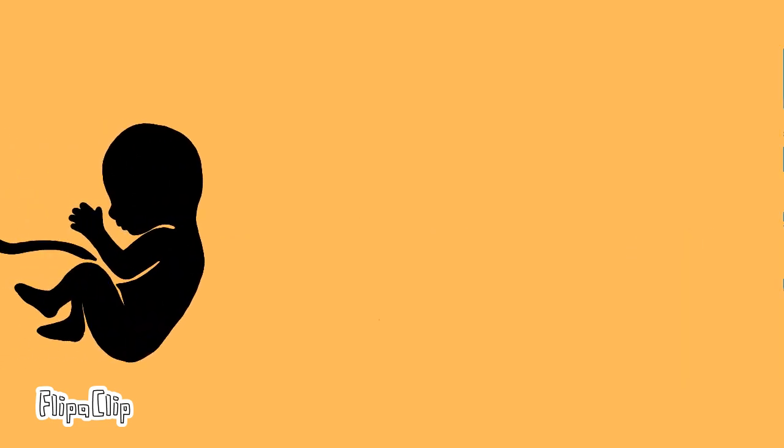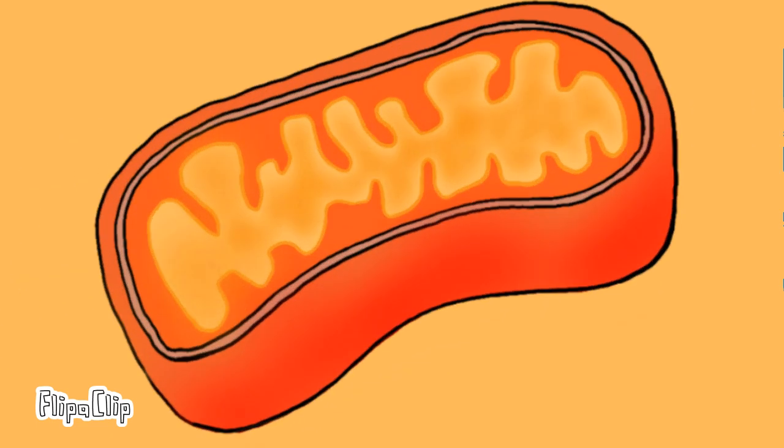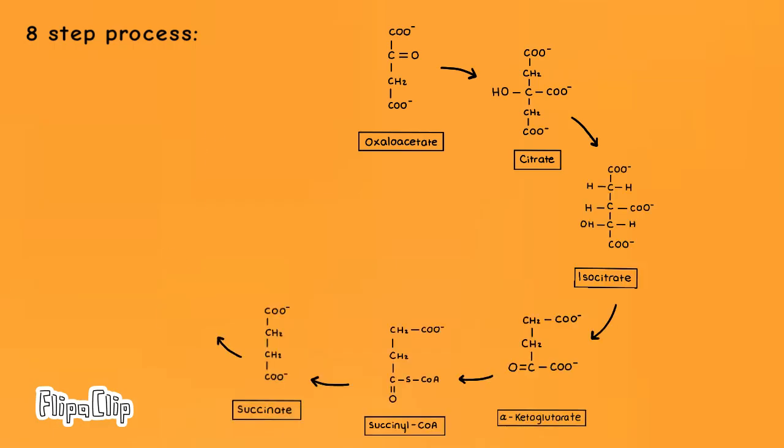The Krebs cycle is also essential for the development of the endothelial system in the fetal period, as an absence can cause heart problems at birth. This occurs in the mitochondrial matrix, the hub of cellular respiration, in an 8-step process.